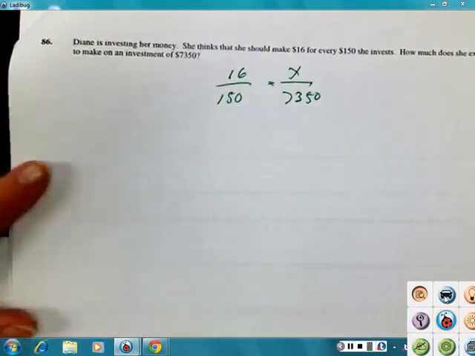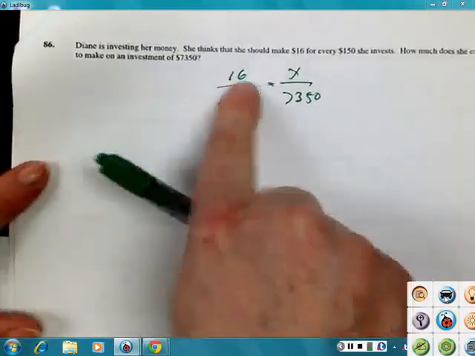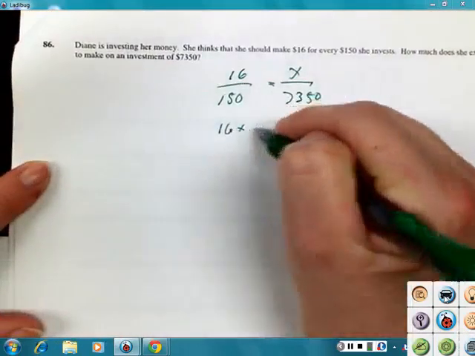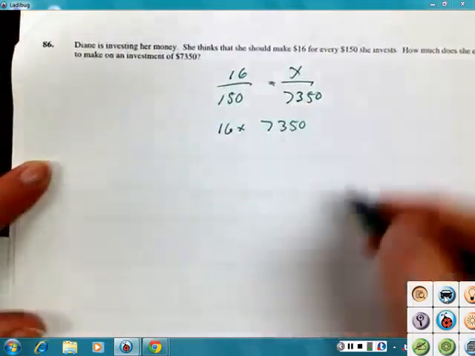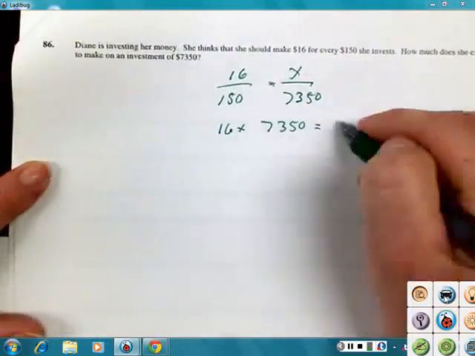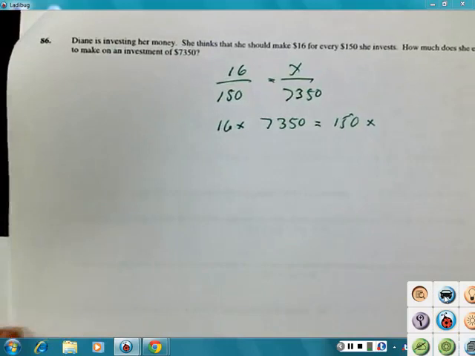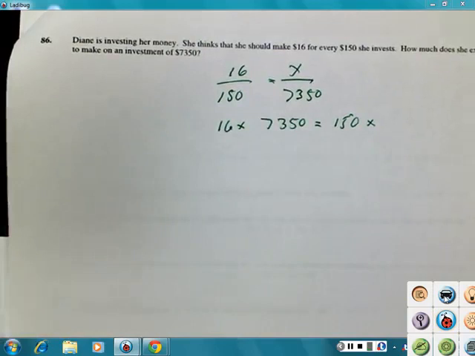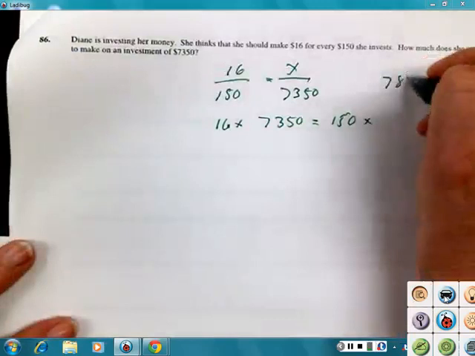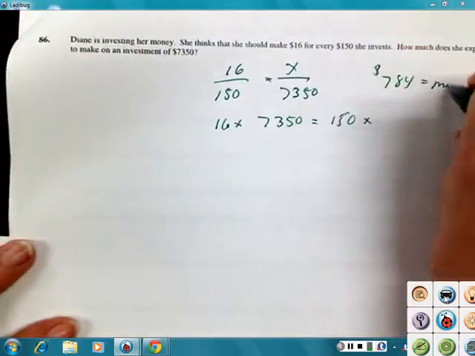So is it like 16 times 7,350 equals 150 times x. So would you divide it by 150 then? Yes. So 16 times 7,350. Divide that by 150. And she should make how much? $784. Yep.